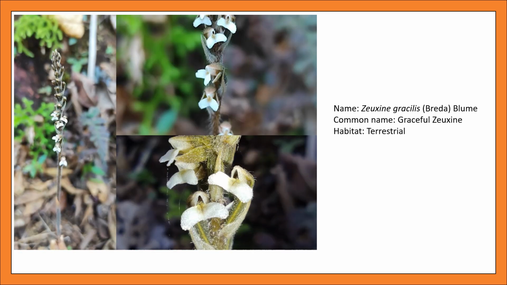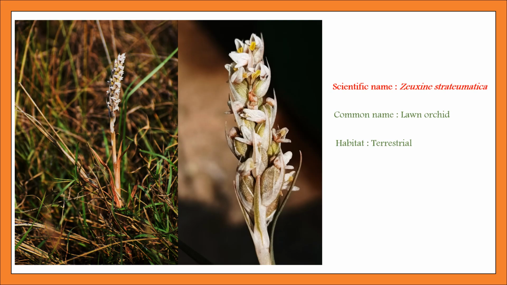This is the Zeuxine gracilis, a terrestrial orchid of Bonai Forest Division. This is the Zeuxine strateumatica or lawn orchid. It looks very beautiful when it blooms. Without flower, it is very difficult to identify. It looks like a grass.